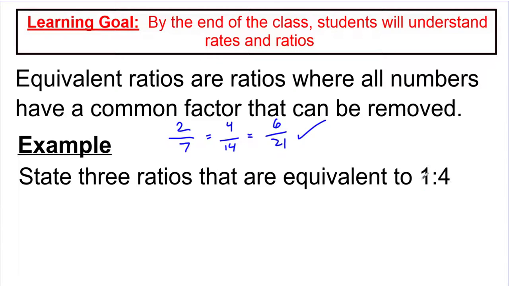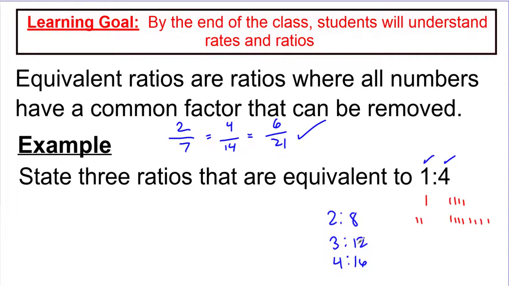If I take this 1 to 4 ratio, if I multiply this by 2 and this by 2, I'd get 2 to 8. Okay, if I multiply this by 3 and this by 3, I'd get 3 to 12. If I multiply this by 4 and this by 4, I'd get 4 to 16. So all of these ratios are equivalent to 1 to 4, because here's kind of what this means. We're going to say this is one thing, and then on the other side, I have 4 things. This is saying I have 2 things, and on the other side, I have 8 things.